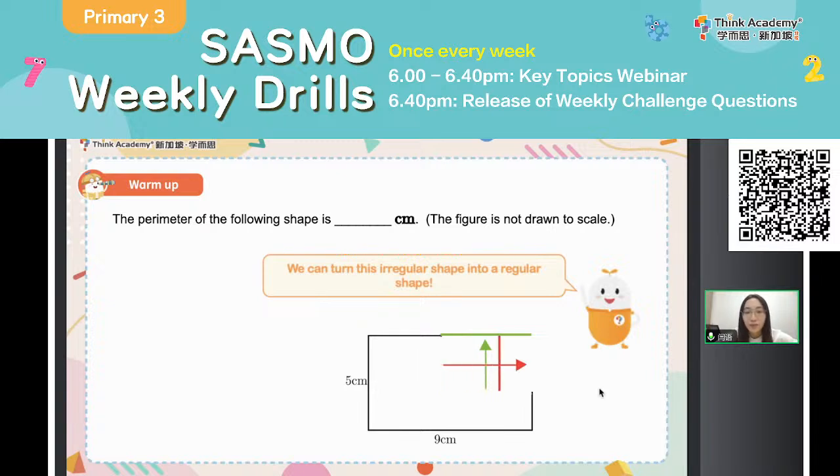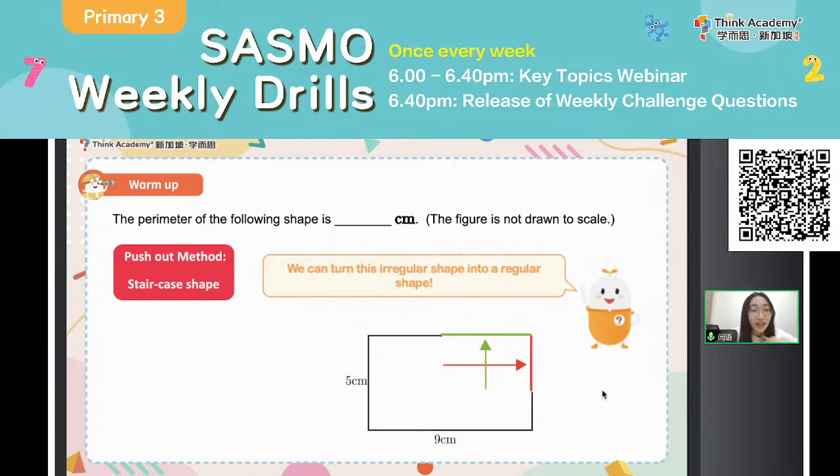So here, let's move. Then you see that actually this is a regular shape, right? It is a rectangle. So for such method, we just call it the push out method. So when can we apply push out method? That is when you see some shape like the staircase, like the L shape, then you can just push out some sides. So now following this, could you please tell me what is the perimeter of the rectangle here?